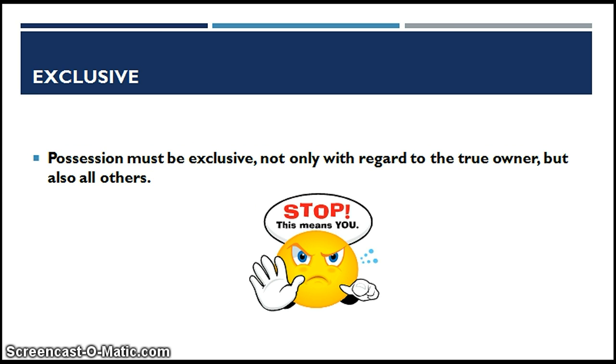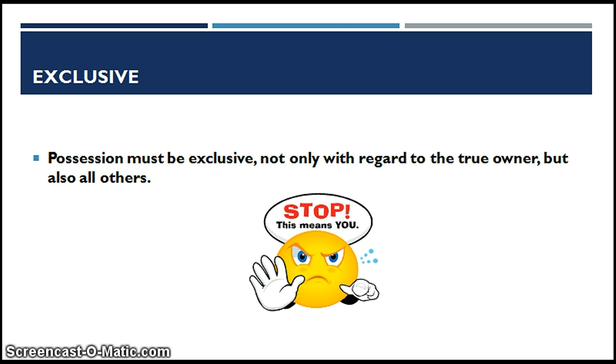Our next requirement is exclusive, which means that we have to use it without regard of the true owner and all others. In other words, are we the only ones cutting wood on that property? Yes, we are. Nobody else is. The owner's not. No other person comes in and cuts wood on the property. So we're using it as if we're the true owners and nobody else uses it. Now we've met all 5 of the requirements.